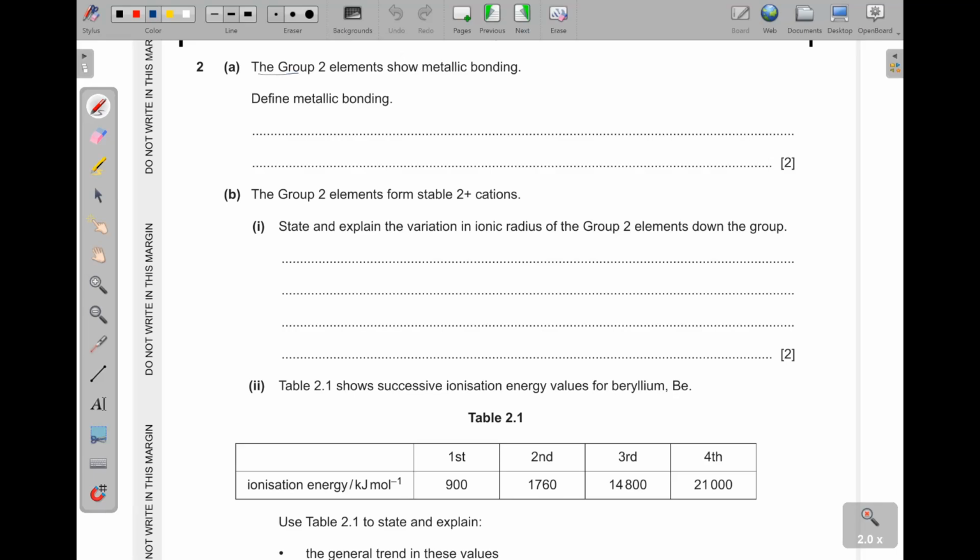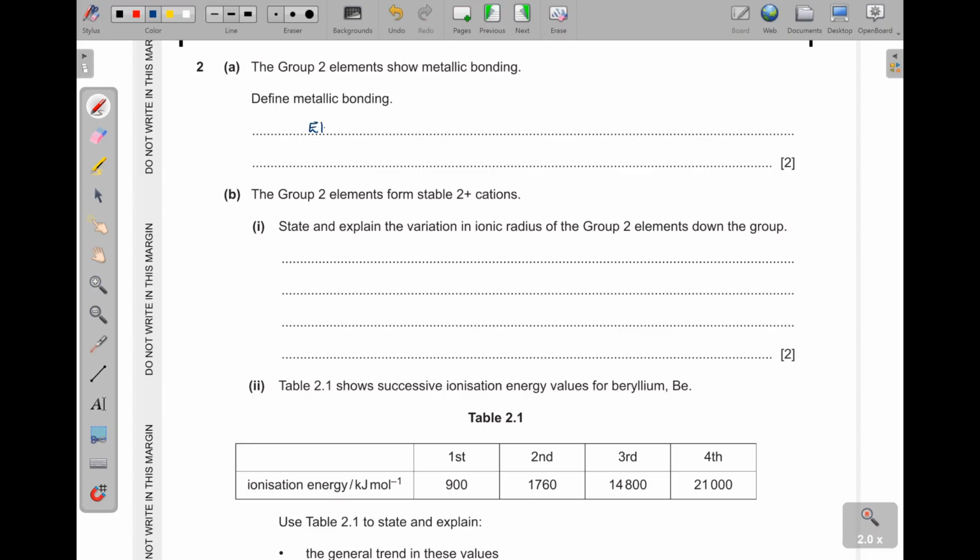Question 2 part A, group 2 elements show metallic bonding. Define metallic bonding. Now bonding is to do with attraction between two things. Since we have positive metal ions and electrons, which are negatively charged, the attraction has to be electrostatic.